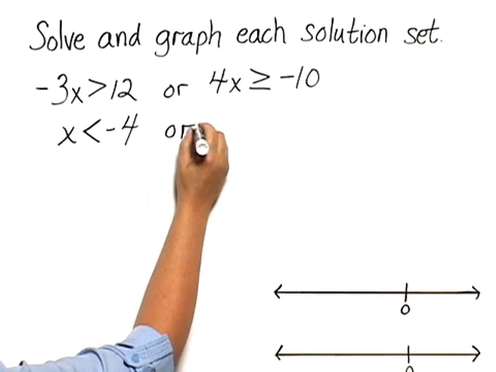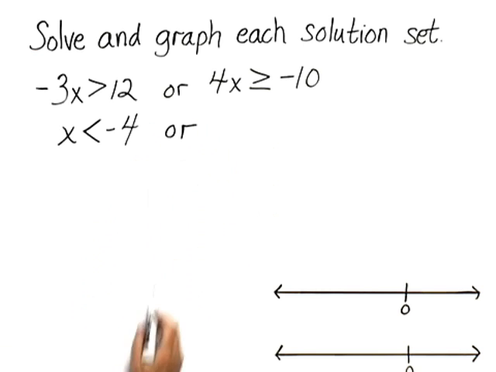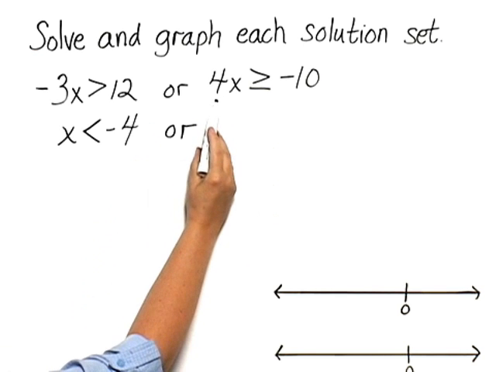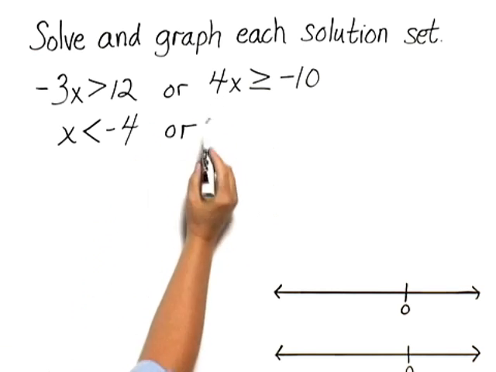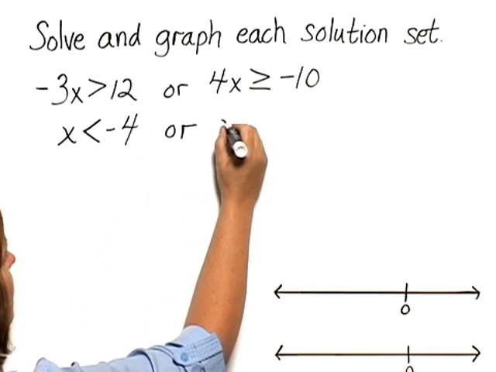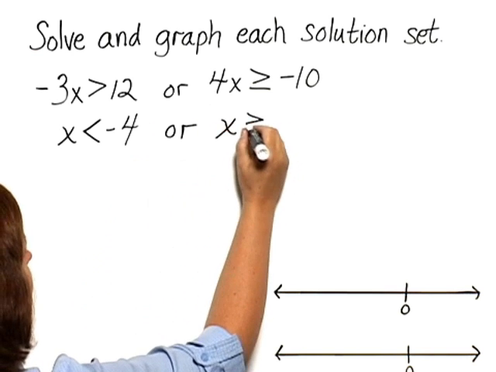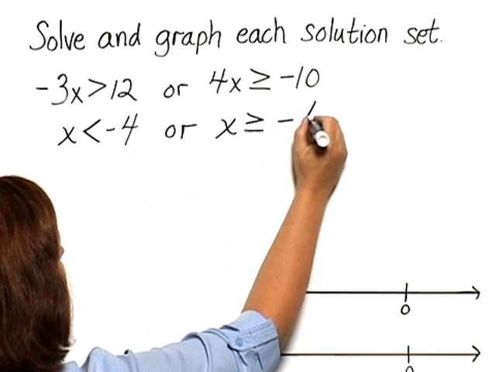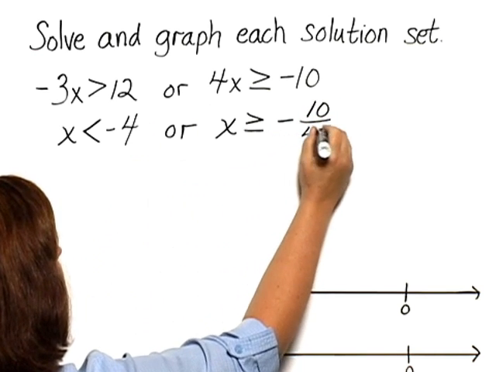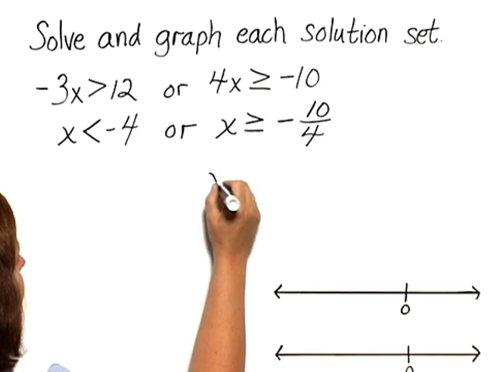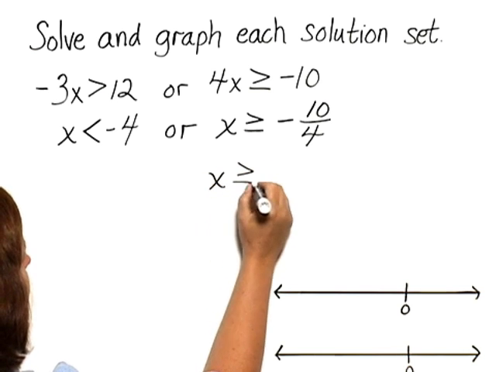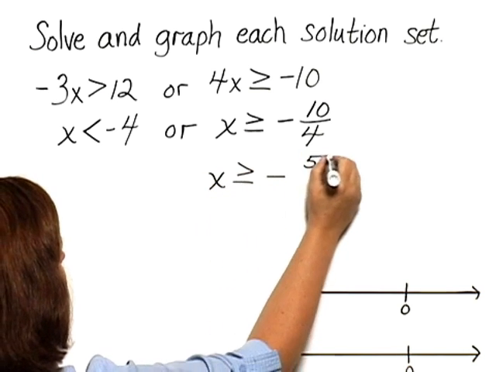Or, dividing both sides of this inequality by 4, we do not need to reverse the direction of the inequality symbol because it's a positive number. So we have x is greater than or equal to negative 10 fourths. Simplifying, we would have x is greater than or equal to negative 5 halves.